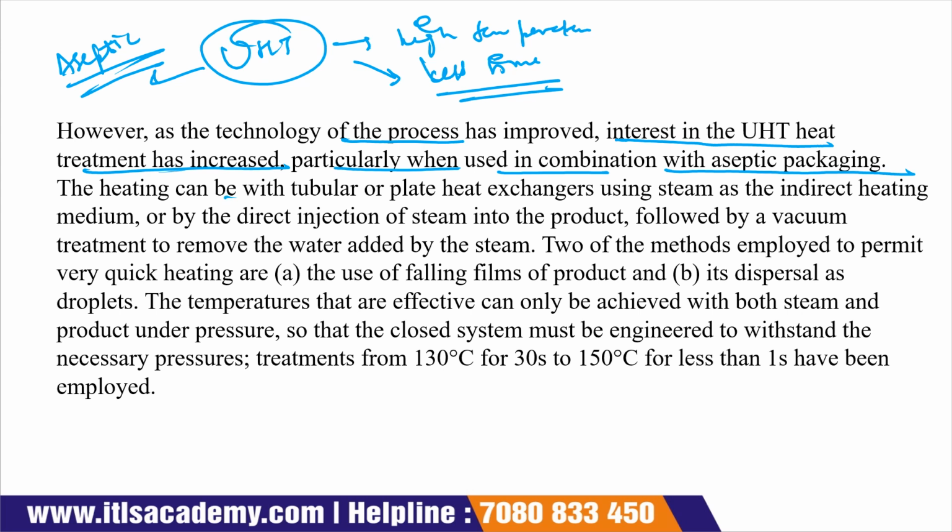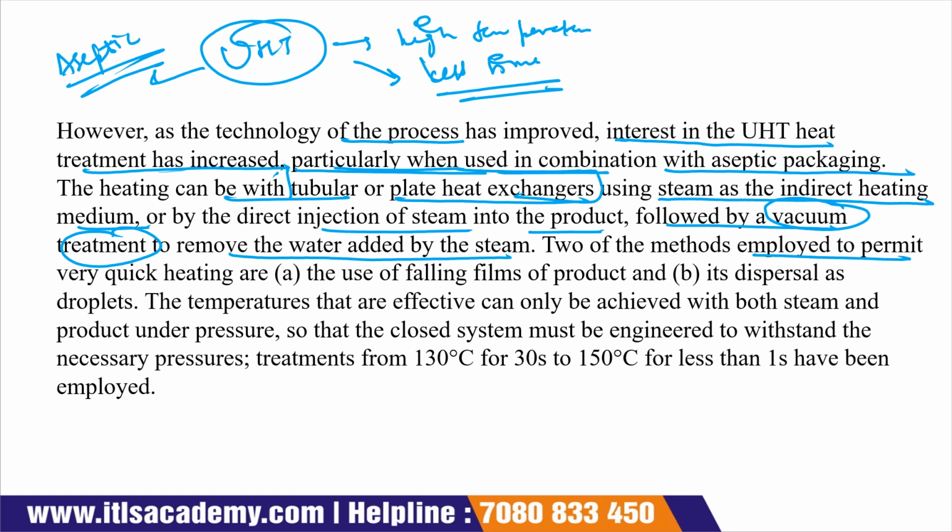The heating can be done with a tubular or a plate heat exchanger. So for the heating of the product, we either use a tubular or a plate heat exchanger, which uses steam as an indirect heating material, or direct injection of the steam into the product, which is followed by a vacuum treatment so that it will remove the water added by the steam. There are two methods which are employed to permit very quick heating.